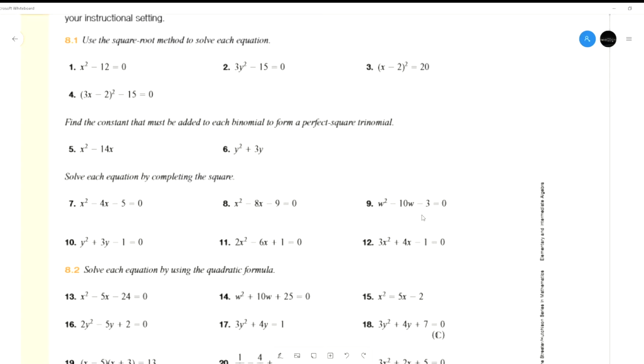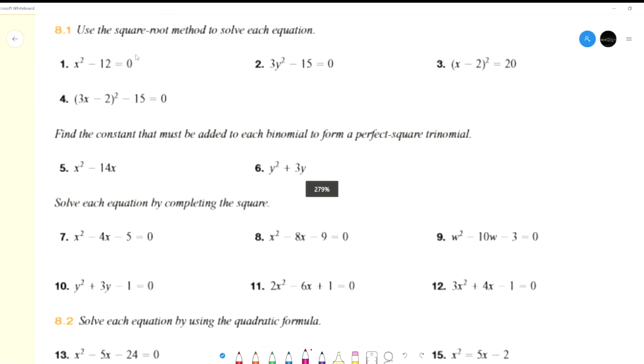All right, let's start with number 1. So x squared minus 12 equals 0. We're going to do the square root method from last week. First, you add the 12 to both sides, right? And square root so that we get x is equal to plus or minus, right?